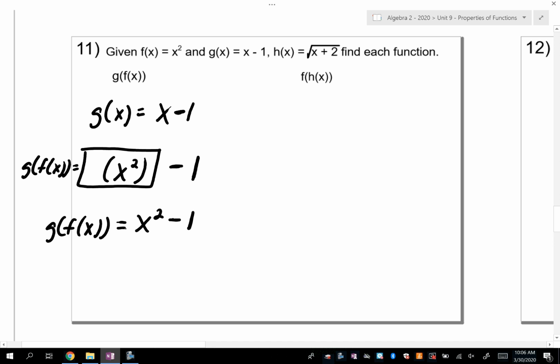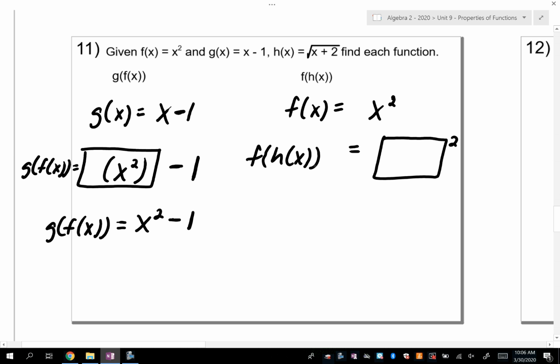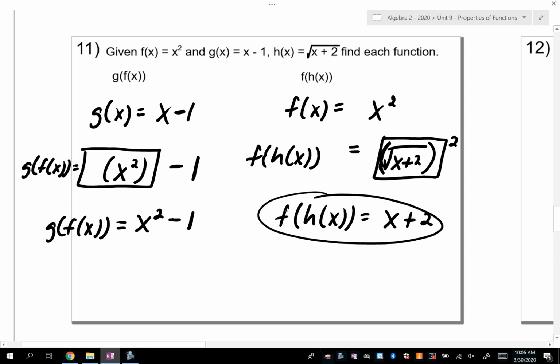For the next one, we have f of h of x. On this one, I'm going to write down f of x first, which is x squared, but I'm going to write down box squared. In that box, I'm going to put my inside function h of x, which is the square root of x plus 2. Make sure you put in parentheses. You learned last unit that when you square a square root, those are inverse operations, so they're going to go away. So f of h of x just ends up being equal to x plus 2, what was inside the original radical. Those are the two answers for these compositions.